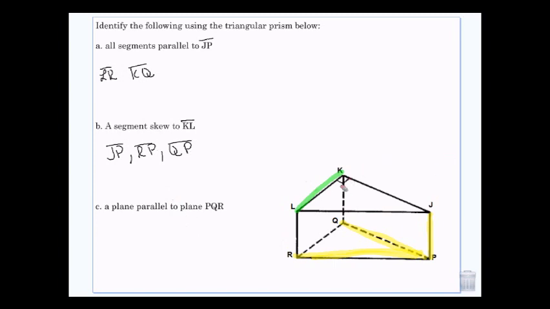Okay. Now when we talk about parallel planes, we've got plane PQR, so that's this plane here. And so the plane parallel to it is the opposite side of the figure. Yeah, so plane LKJ or JKL or however, you know, the order doesn't matter.